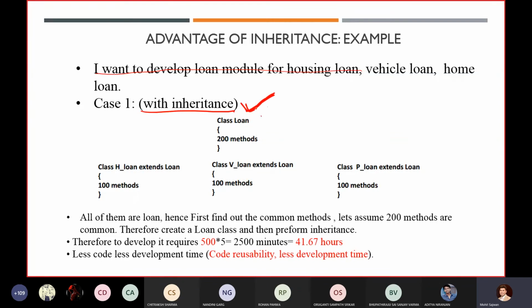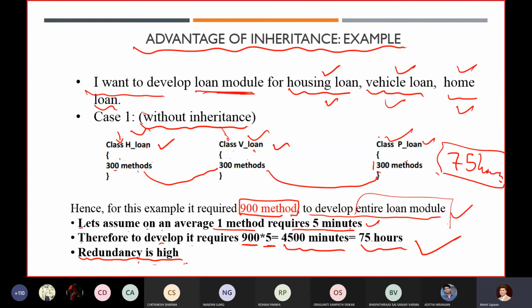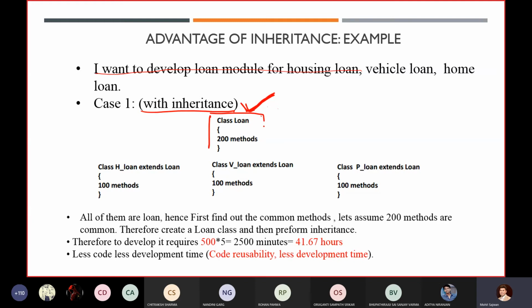In order to use the concept of inheritance, how I have solved this problem intelligently, I will tell you. Let's assume 200 methods. This is just an example. Let's assume 200 methods are common among your house loan, vehicle loan, as well as your personal loan. So I have created a class known as the loan class, and in this class I have created 200 methods. And I am 100% sure that all these 200 methods are going to be reused by your house loan, vehicle loan, as well as personal loan.